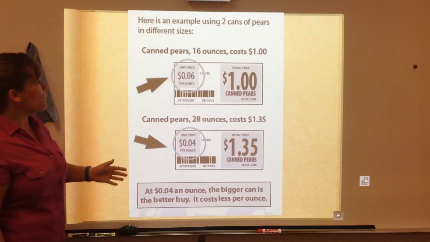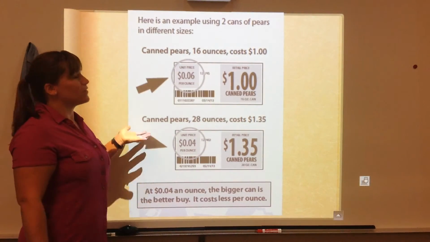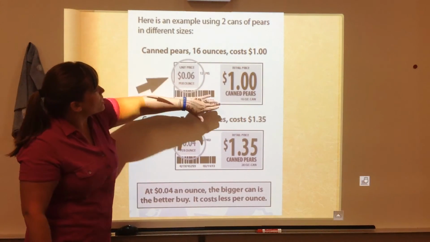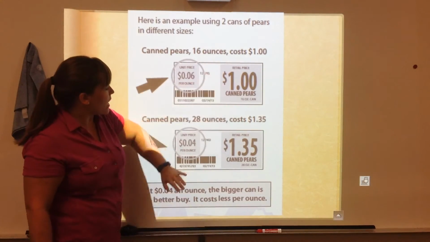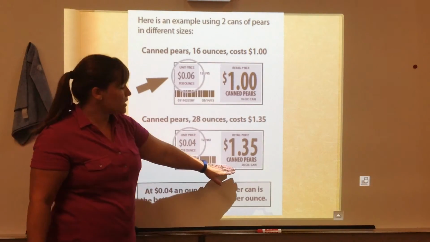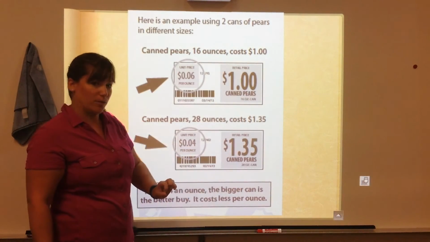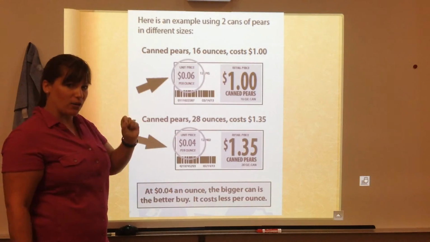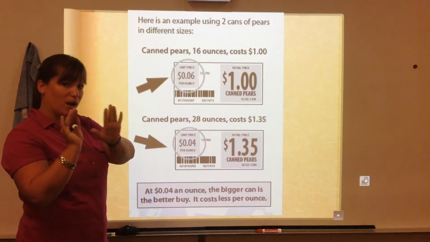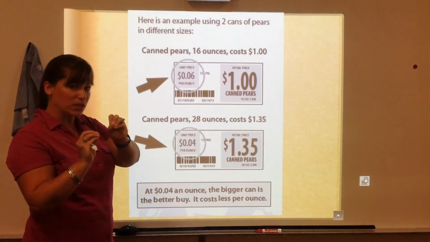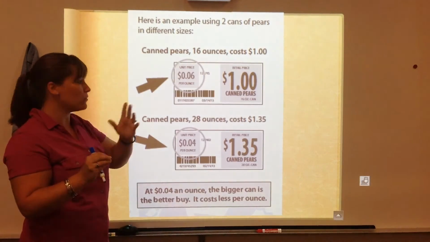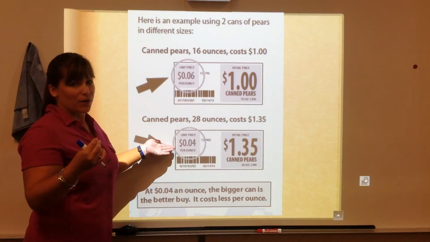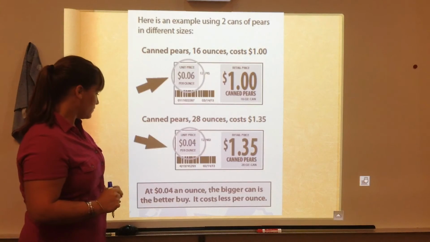Here's another example where you're seeing two different kinds of canned pears. One is for a 16-ounce can that costs $1, and the other is a 28-ounce can that will cost a little bit more. But you can notice if you're comparing these per ounce, if you have the cans broken up according to 1 ounce each, how much would that cost per ounce? You can see that it's 2 cents cheaper to buy the bigger can of pears.